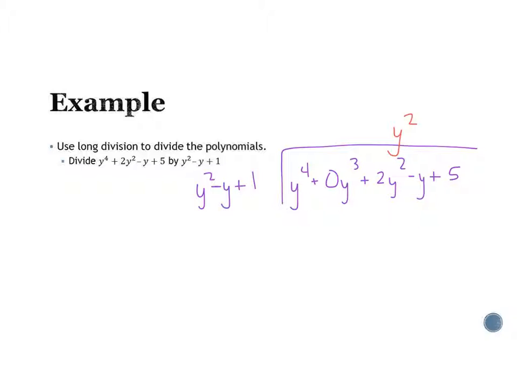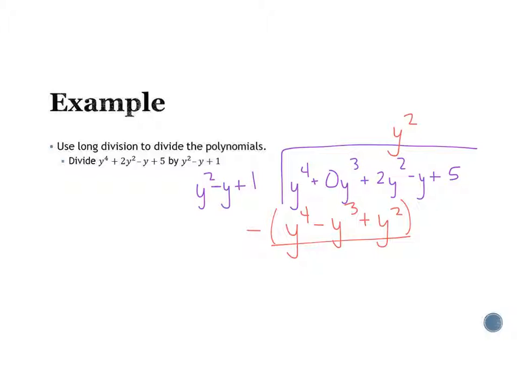And then we multiply. So what is y squared times y squared? That's going to be y to the 4th, so we're going to put it in our y to the 4th column. And then what's y squared times negative y? That's negative y cubed, so I'm going to put that in my y cubed column, which is why we needed a y cubed column. And y squared times 1 is going to be plus y squared. So we multiplied. And remember, the next step is to subtract. So I write it like that.